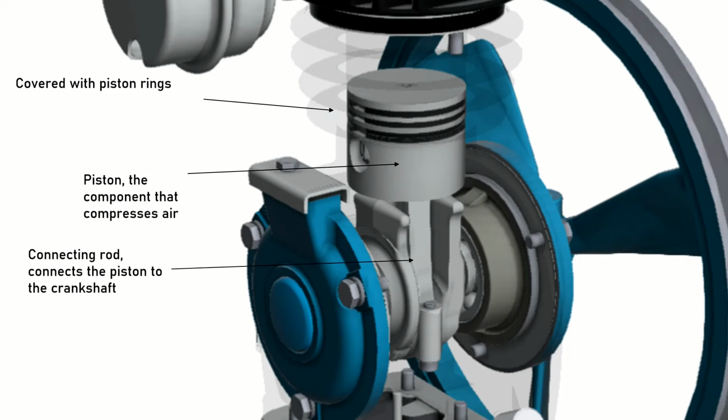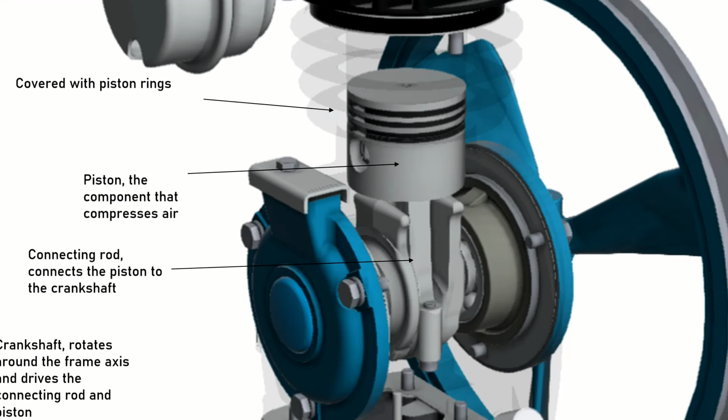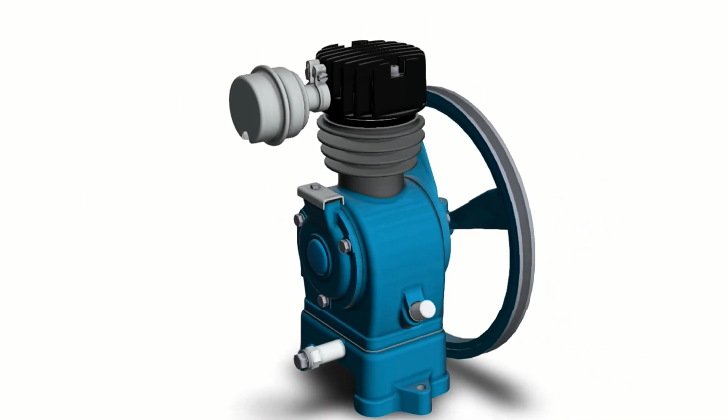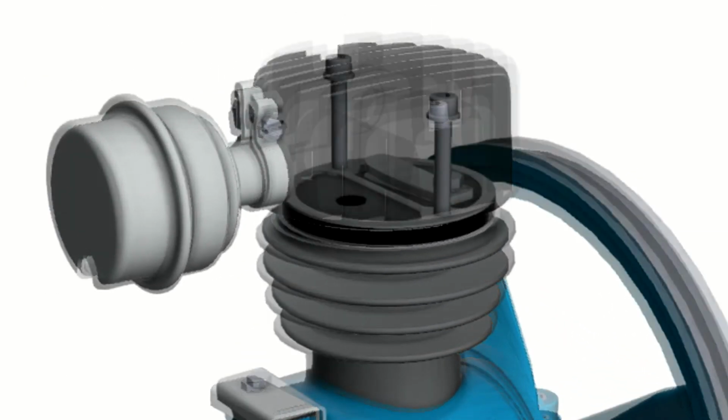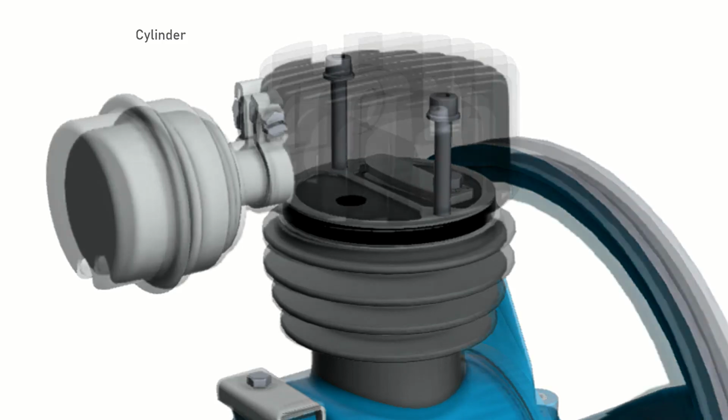A connecting rod is the part of a piston engine that connects the piston to the crankshaft, and it gives the crankshaft its rotary motion. The crankshaft rotates around the frame axis and drives the connecting rod and piston and is connected to the flywheel, which reduces the compressor vibration. The gas that is to be compressed is contained in the cylinder. Each operating end of a compressor cylinder must have two sets of valves. The set of inlet or suction valves admits gas into the cylinder, and the set of discharge valves is used to evacuate compressed gas from the cylinder.